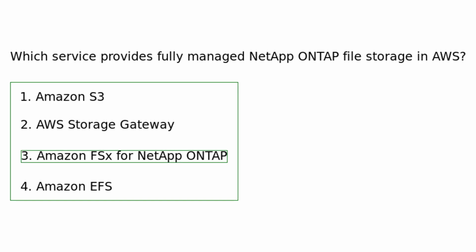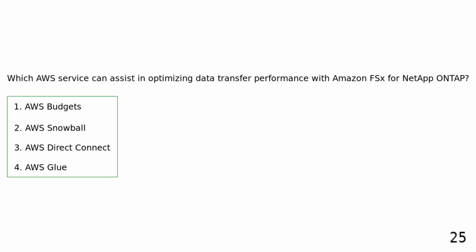Amazon FSx for NetApp ONTAP is specifically designed to provide managed NetApp ONTAP file storage. Which AWS service can assist in optimizing data transfer performance with Amazon FSx for NetApp ONTAP? AWS Budgets. AWS Snowball. AWS Direct Connect. AWS Glue.